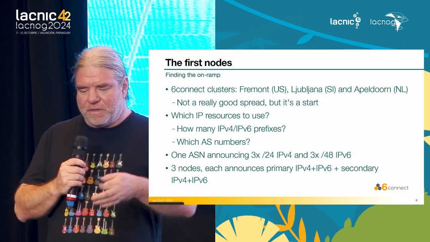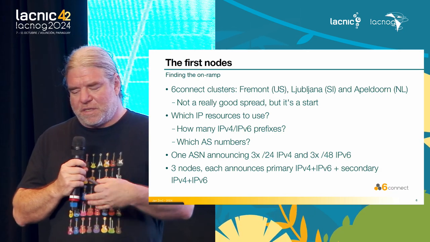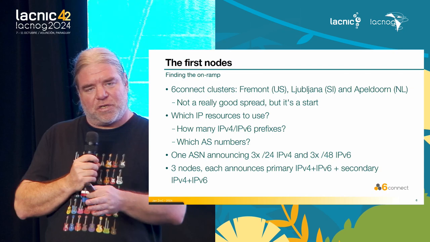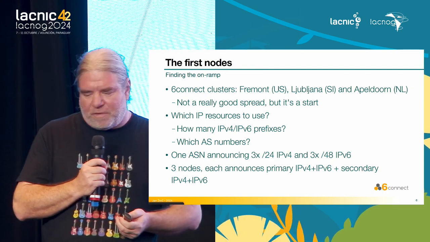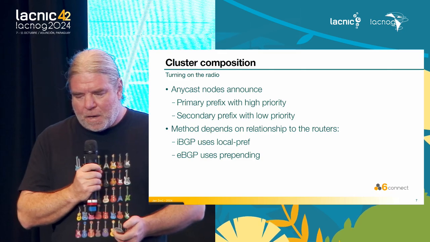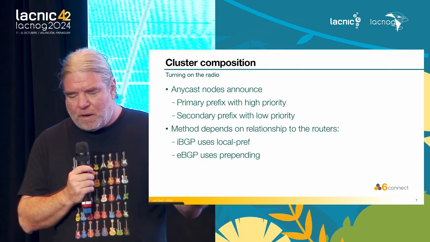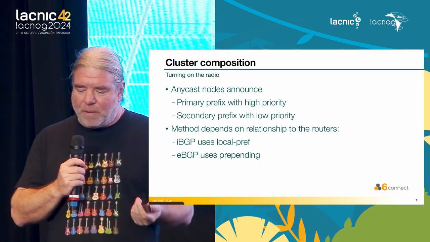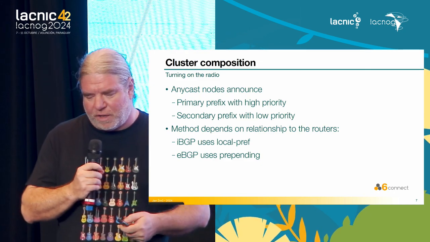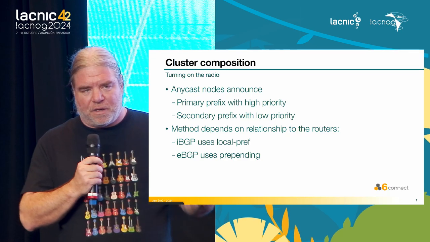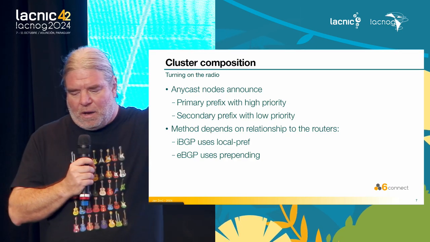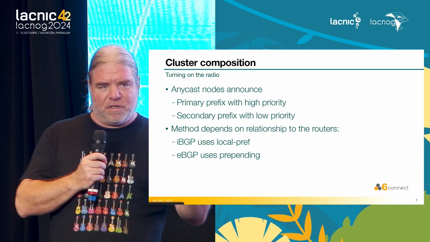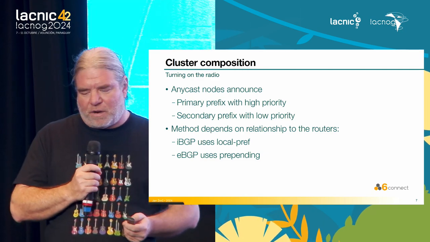How many IPv4, how many IPv6, which AS numbers? And then we decided that one ASN would be announcing 3x/24 because we want to have three instances in each location, and 3x/48 for the IPv6, of course. So when we started the whole thing, the Anycast nodes announce, and there will be a picture later so you will understand better, the primary prefix with the high priority and the secondary prefix with the low priority. And it depends. If the upstream router is ours, then it uses local pref. If there is eBGP, then we use prepending for distinguishing which one is the primary or the secondary prefix.